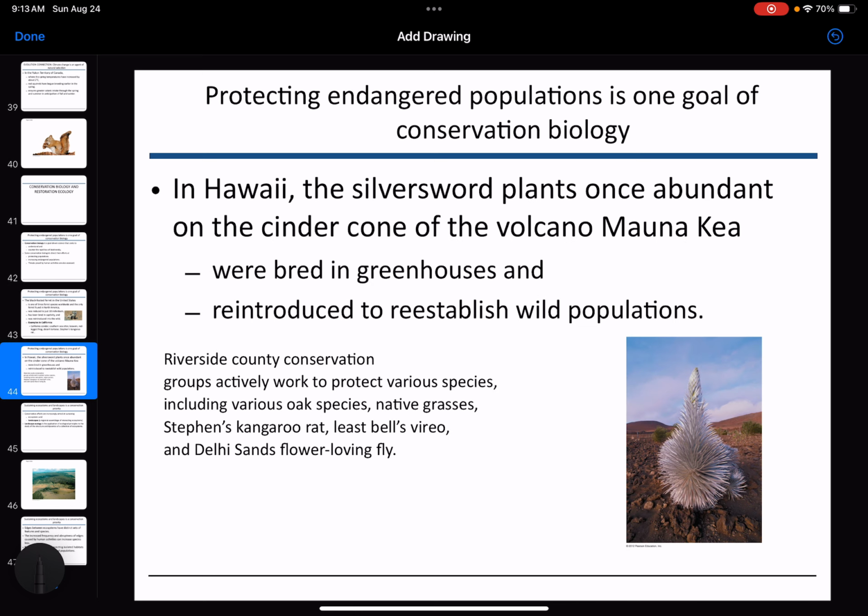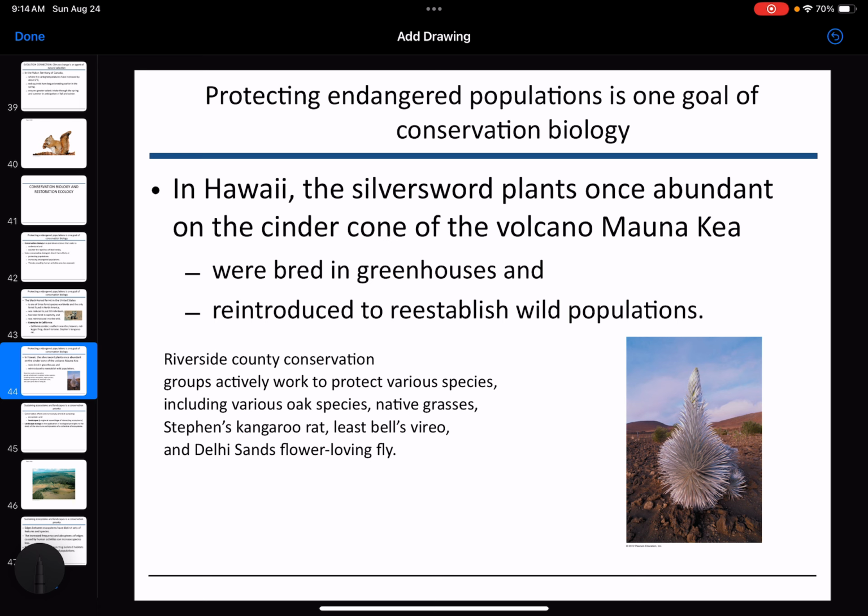Other examples, maybe plant examples. In Hawaii, the silver sword plant that was once abundant has been bred in greenhouses and then reintroduced into the wild. And it's one of like the coolest plants. Also, I should probably talk more about that plant in the evolution lectures.